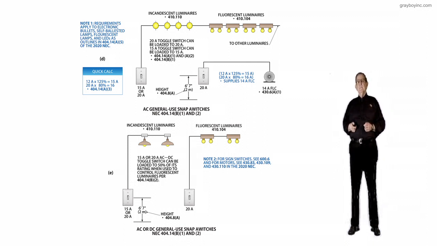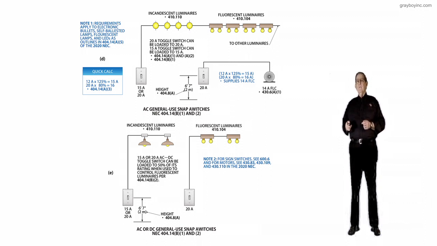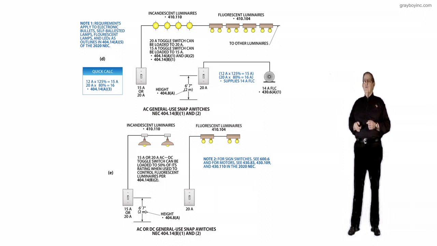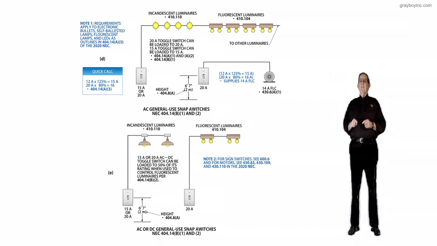Now, the final look at note two, right below the fluorescent luminaires at the right-hand side of the bottom illustration. Notice for sign switches, we'd see 600.6 if we were using a general use toggle switch. For motors, for control we'd see 430.83, but for disconnecting, we'd see 430.109. And we'd also see 431.10.